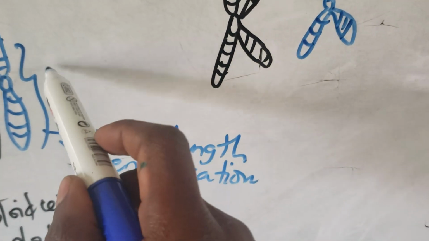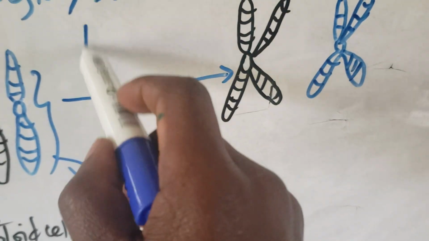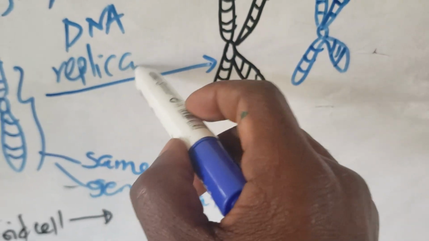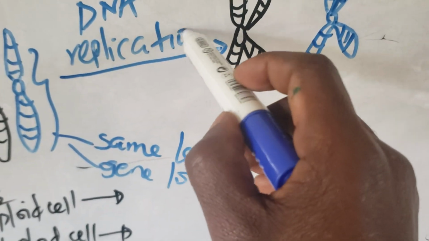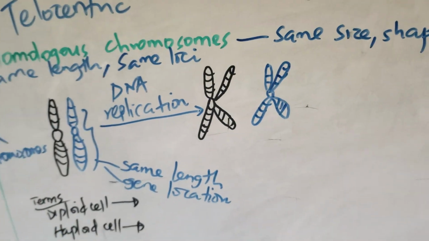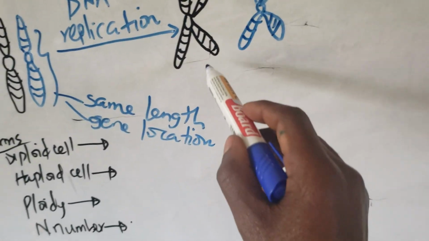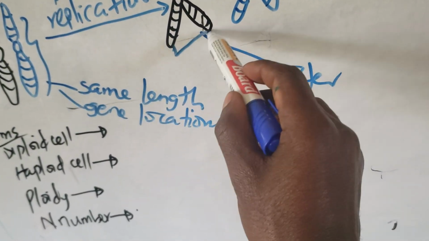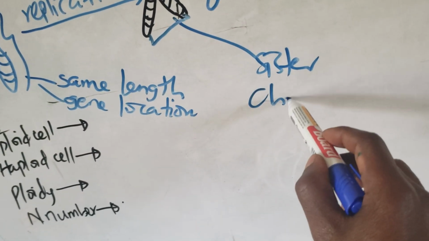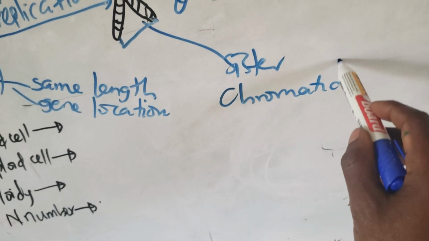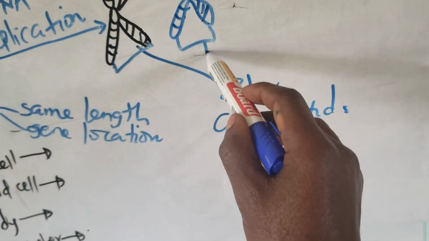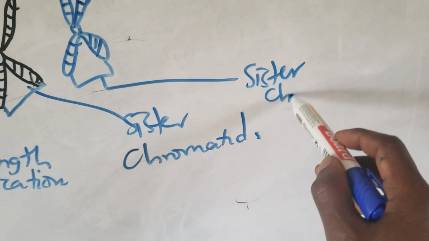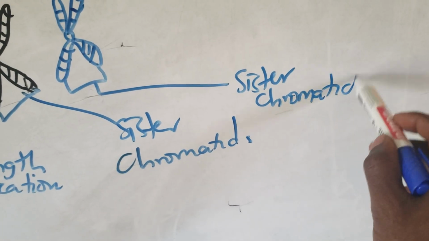So after DNA replication, we form what we call sister chromatids. So these are sister chromatids, these 2. And these 2 are also sister chromatids.